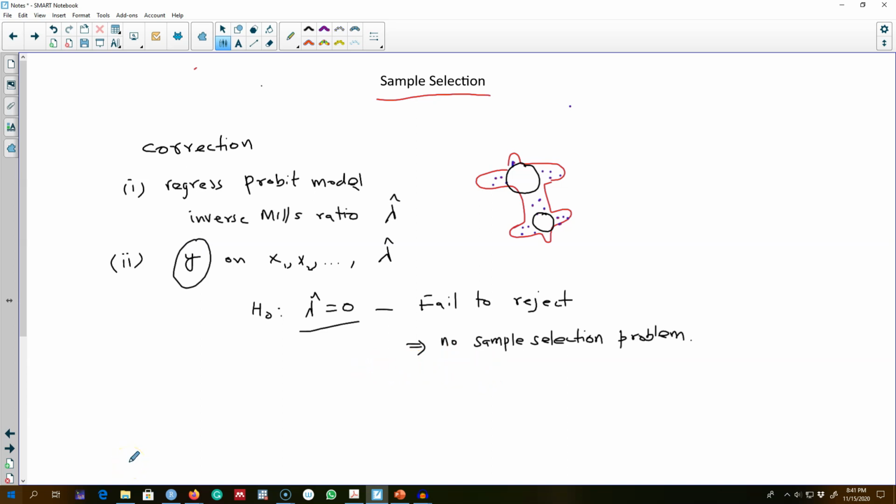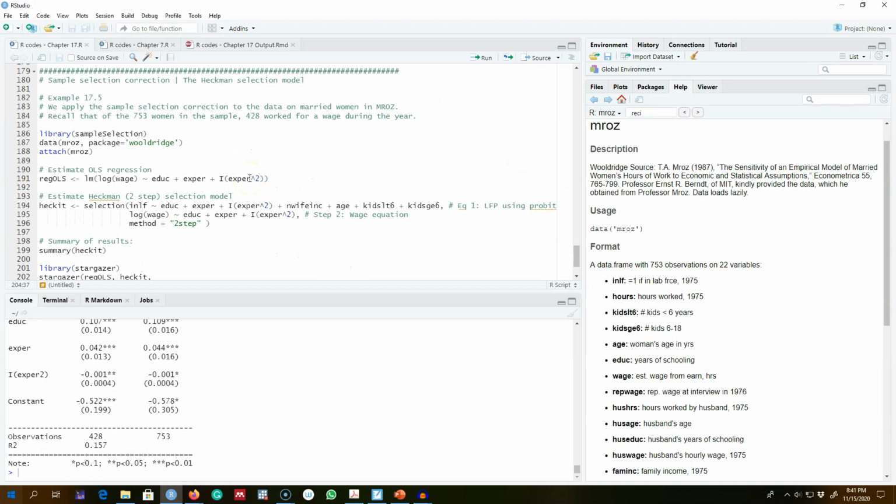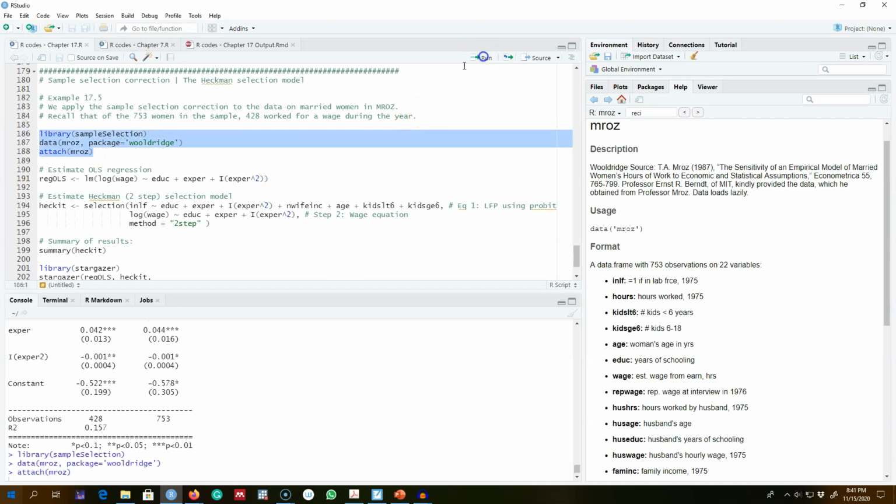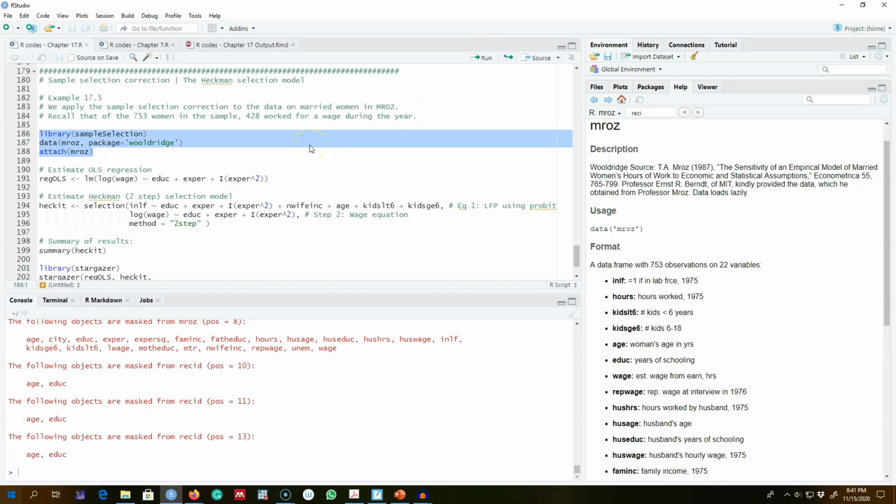Let me show you an example of applying the Heckman selection model to correct for sample selection bias. Okay, so we are in R, and I'm going to use the dataset MROZ that we have seen multiple times. I'm going to attach this dataset. The first thing I'm going to do is regress log wages on education, experience, and experience squared for the working women in this sample.